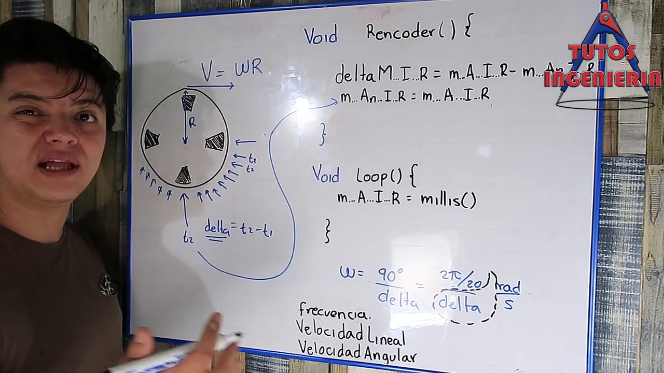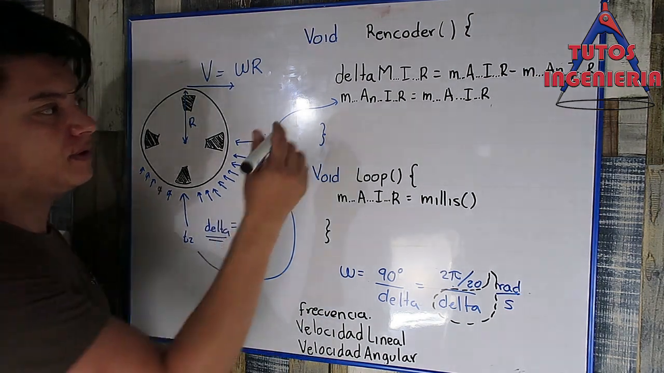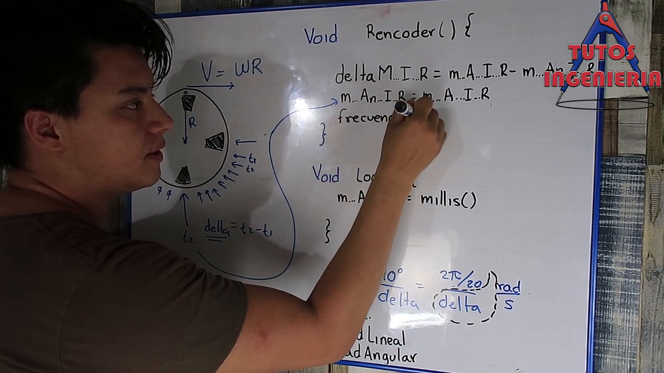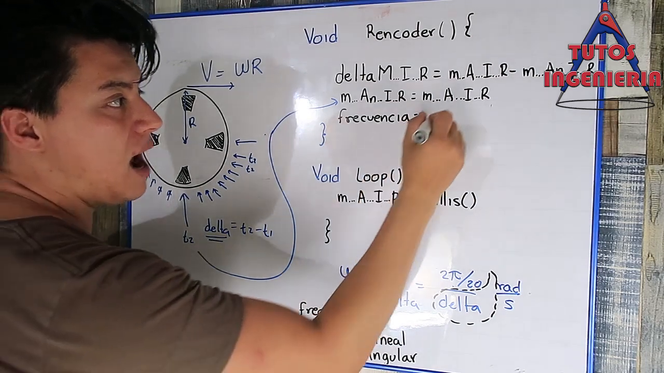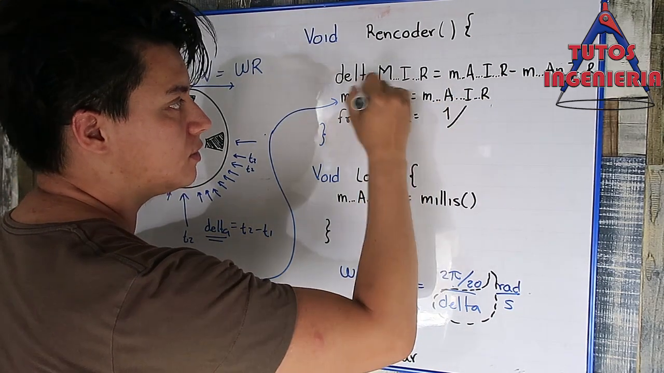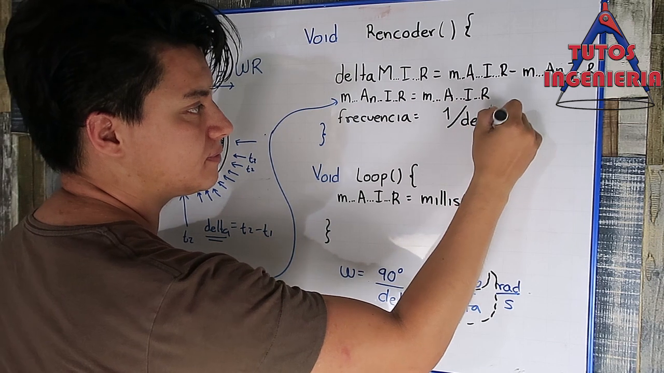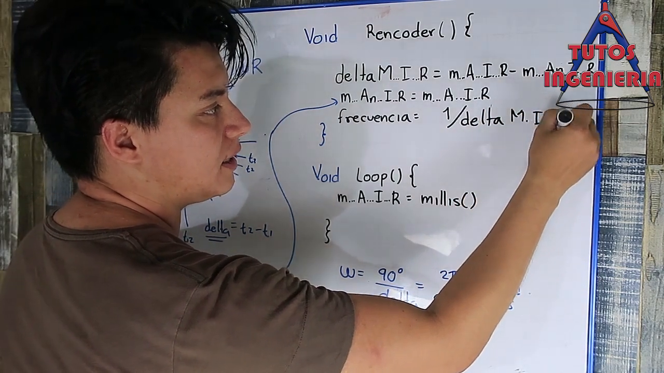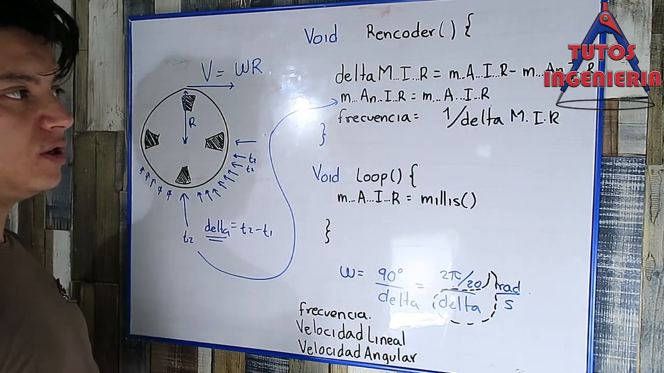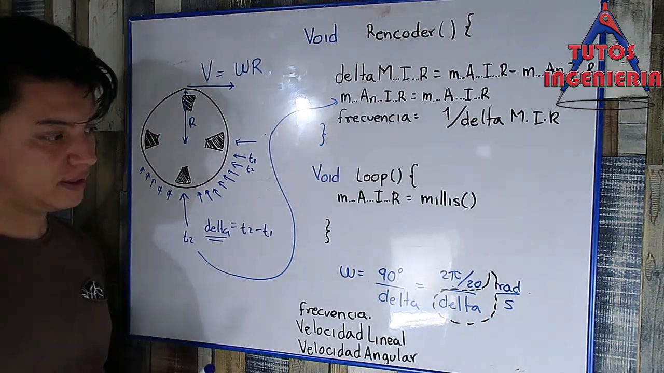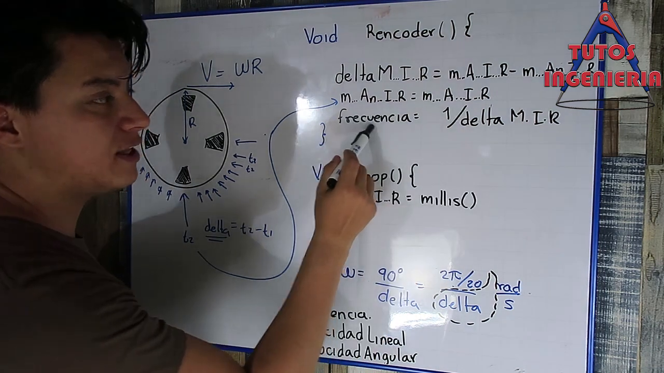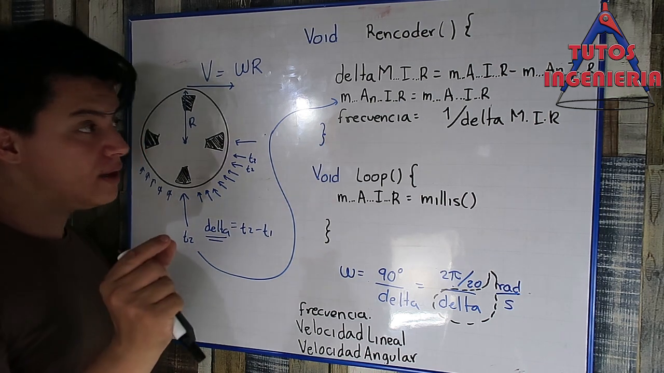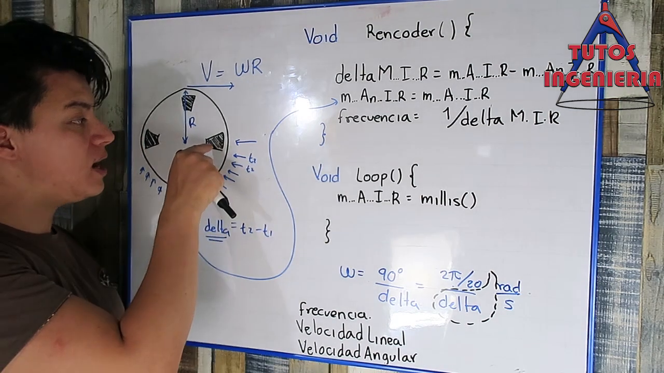In this part, we could determine that the angular velocity is calculated in 2 parts. The first one is a variable that is called frecuencia. That variable is 1 over the time delta, 1 over delta, which is the frequency of the wheel. That frequency of the wheel is 1 over the time between ticks. It is important that you understand it.